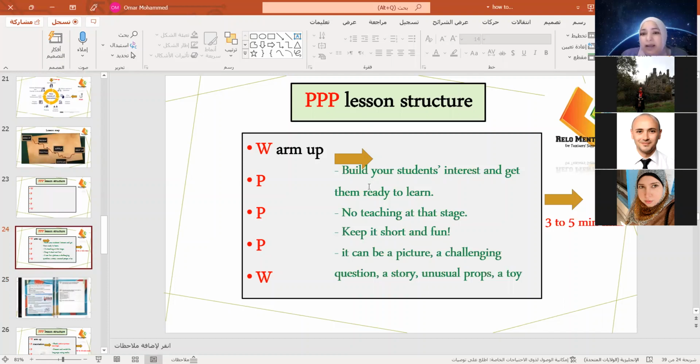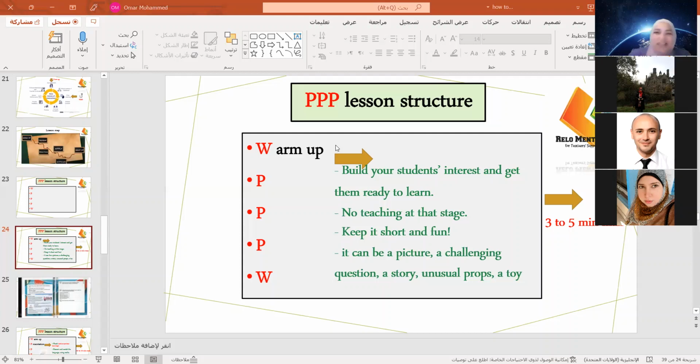We build your students' interest and get them ready to learn. There is no teaching at this stage. You are not teaching them anything. Keep it short and fun. The warm-up is short and fun, three to five minutes max. It can be a picture, a challenging question, a story, a joke, unusual props. It can be a song.